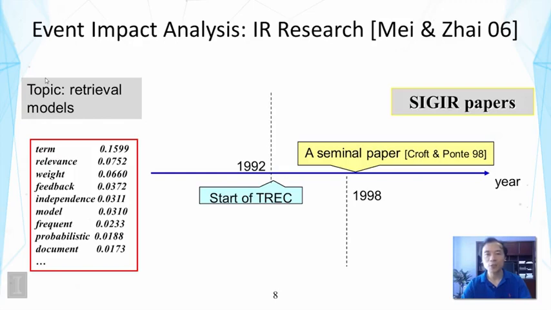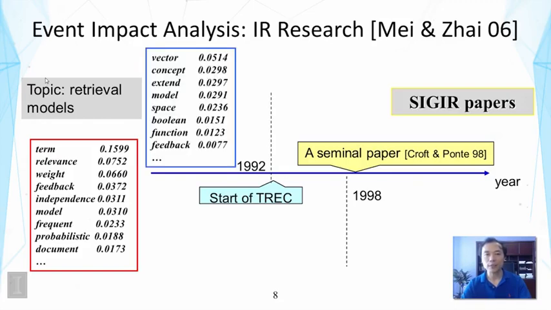So we hope to use this kind of model to understand impact. The idea here is simply to use time as context and use these events to divide the time into a period before the event and another period after the event. Then we can compare the differences of the topics, the coverage, and the variations, etc. In this case, the results have shown that before TREC, the study of retrieval models was mostly the vector space model, Boolean model, etc.